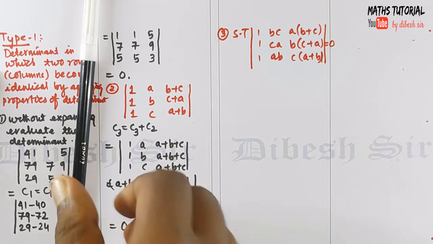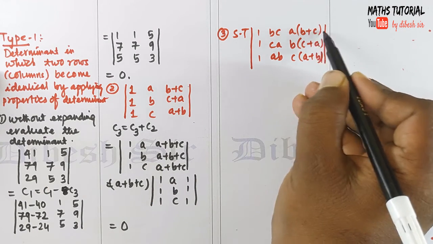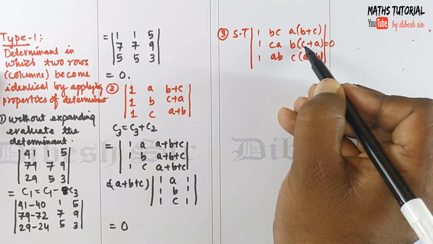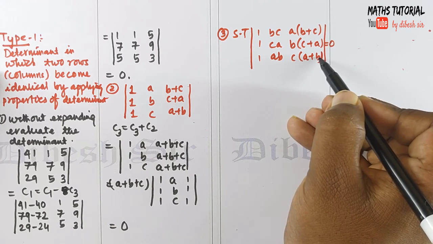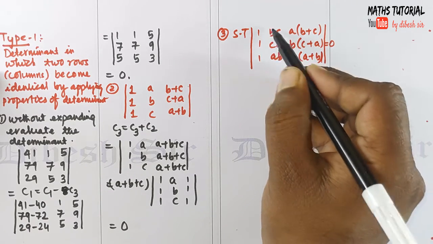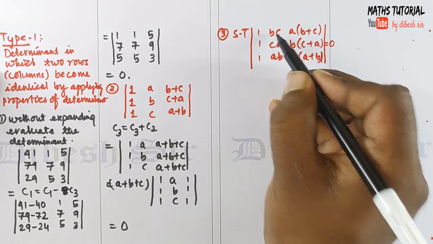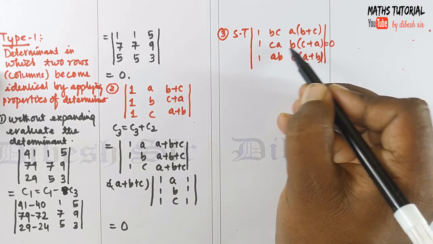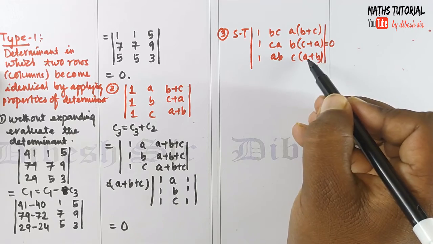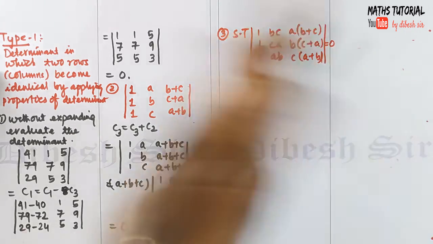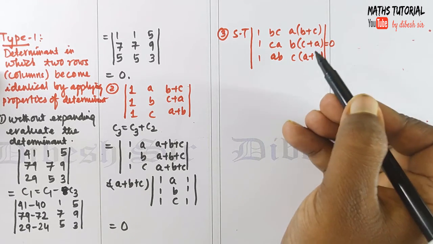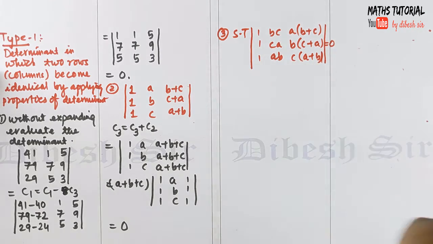Here also, if you multiply A with all those, it will become AB plus AC. This one becomes BC plus AB. This one becomes CA plus BC. Now if you add this column with the second column, you will get AB plus AC plus BC. Here also AB plus AC plus BC, and here also. So you can take AB plus BC plus AC as common, then it will become 1, 1, 1, which is identical with column number 1. So the answer will be 0.